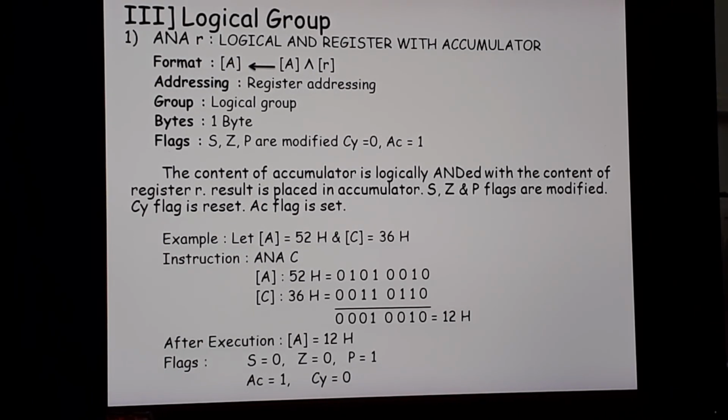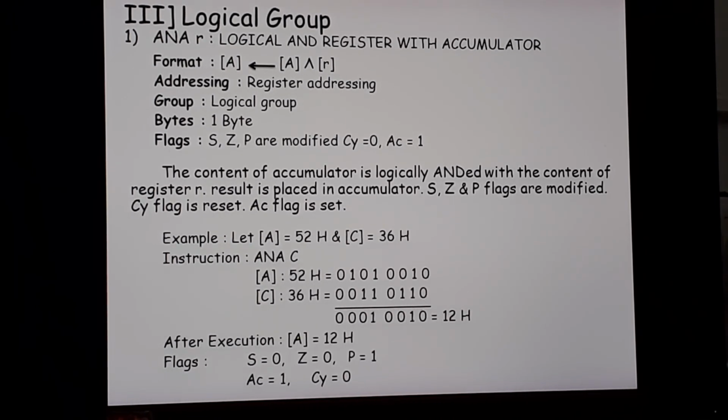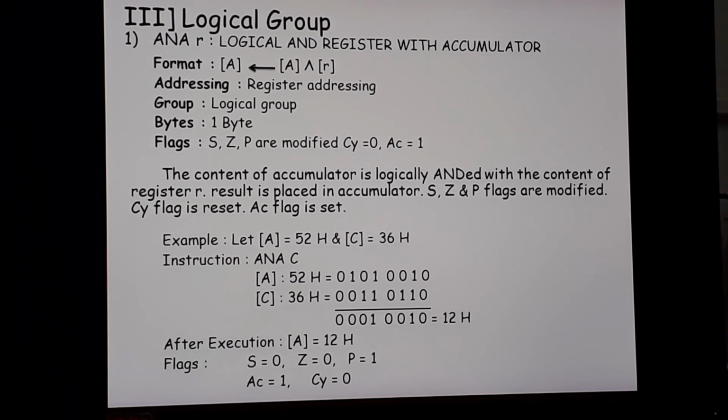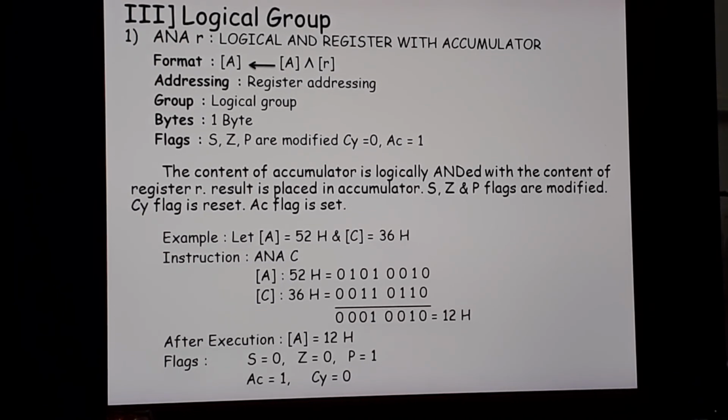Then the group is the same, that is the logical group. Bytes will be 1 byte, and the flags that will be affected are sign, zero, parity, which are modified, and the carry flag is set to 0 and AC is equal to 1. Okay, so this you have to learn as a sentence. If you do not remember, then do not mention it in the instruction which they will ask you to explain in the theory paper. So if you forget the flags, if you don't remember, then please do not mention the flags in the instruction itself. Just write the format, addressing mode, group and bytes. They will not cut your marks.